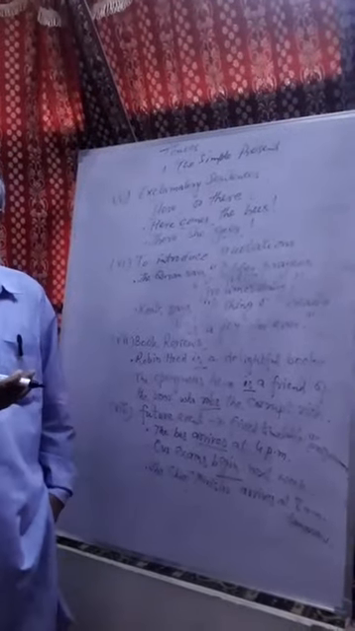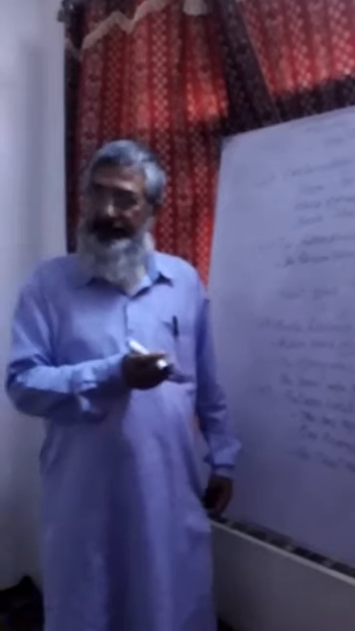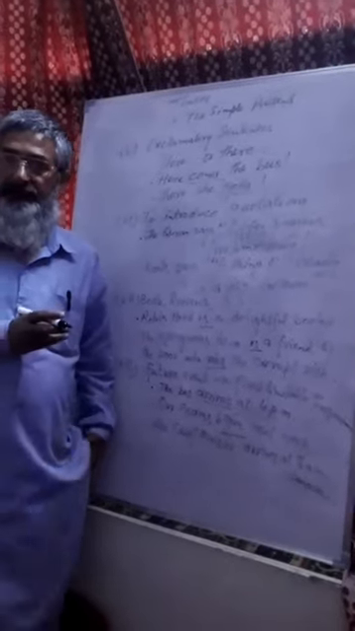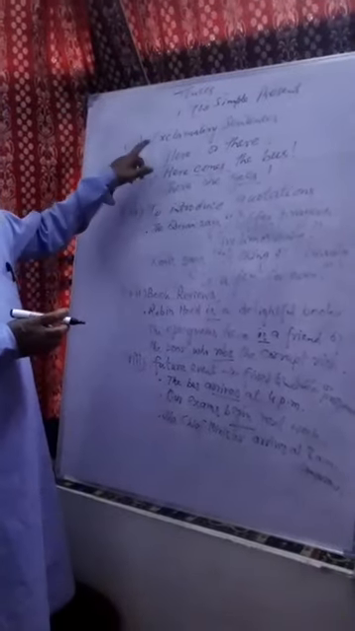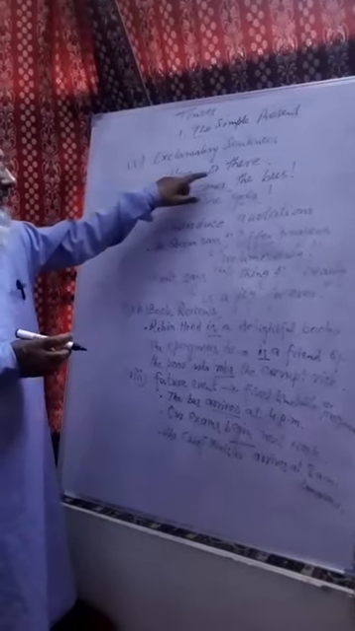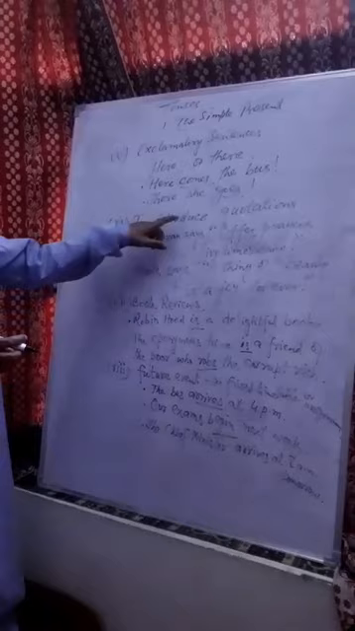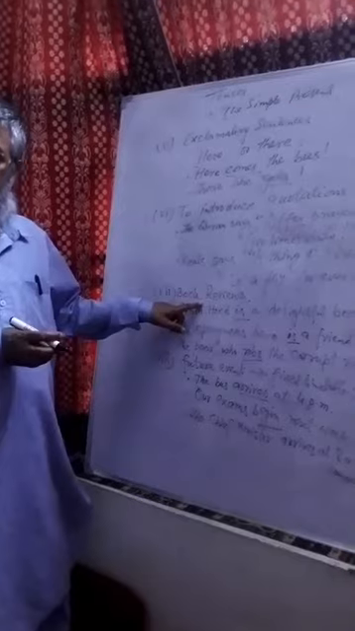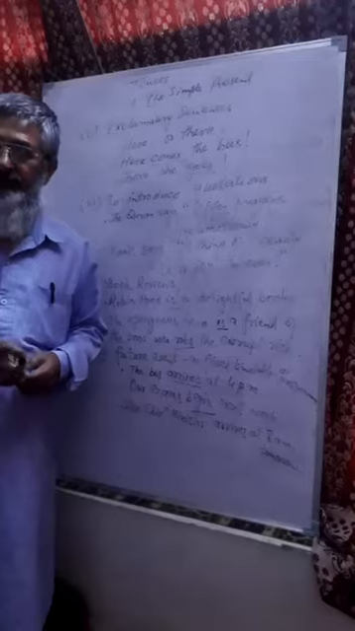So the simple present is used in these cases. To repeat, number one, habits. Number two, things in general or universal truths. Number three, proverbs. Number four, instructions or directions. Number five, exclamatory sentences which begin with here or there. Number six, to introduce quotations. Number seven, book reviews. And number eight, to express future events which have a fixed timetable or program.